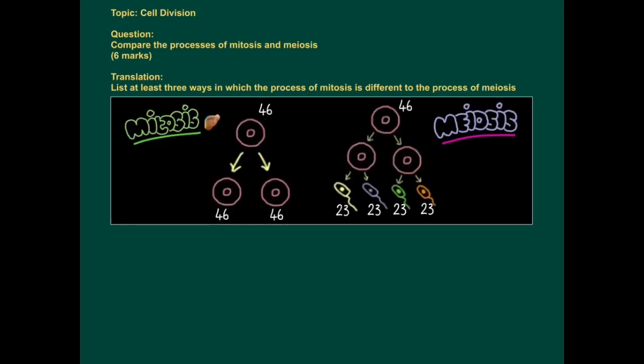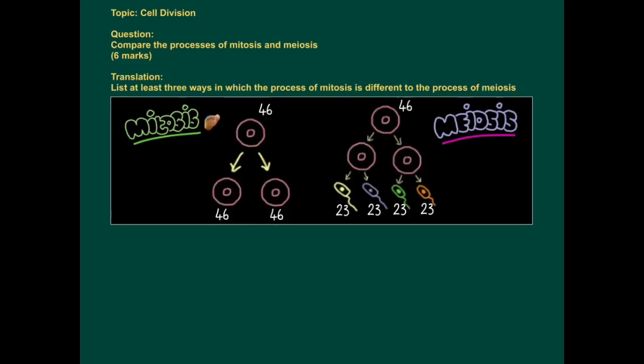In this exam application tutorial, we're going to look at the topic of cell division. The question is, compare the processes of mitosis and meiosis for 6 marks. It's one of the easiest questions you can be asked as a 6-marker. What it's asking you to do is list at least 3 ways in which the process of mitosis is different to the process of meiosis. 3 marks for mitosis, 3 marks for meiosis.